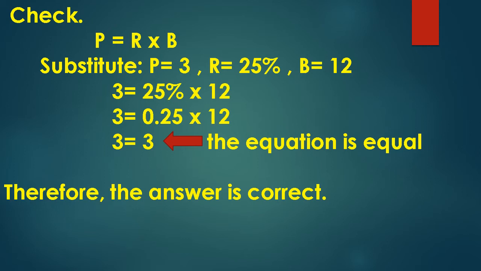Then we are going to change percent to decimal. So 3 is equal to 25 hundredths times 12. 25 hundredths times 12, the answer is 3. So we can say that the equation is equal. Therefore, the answer is correct.